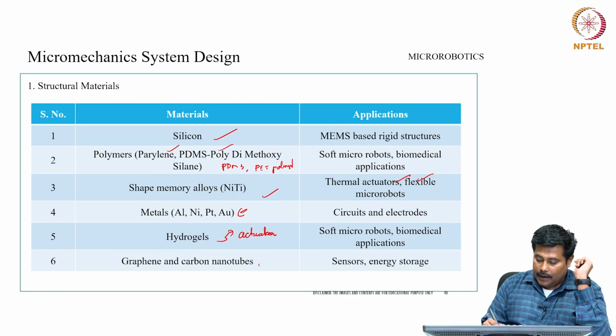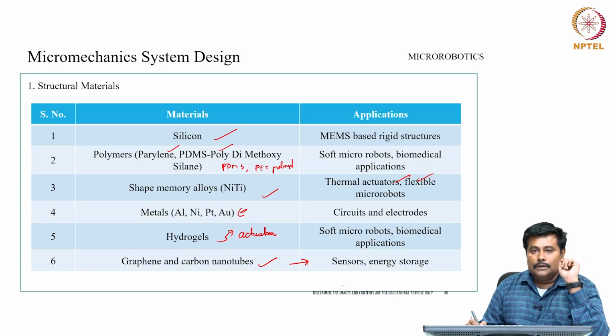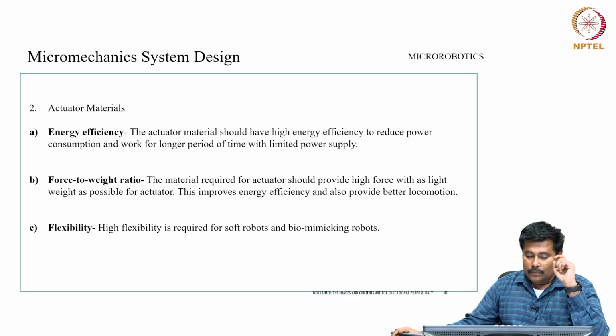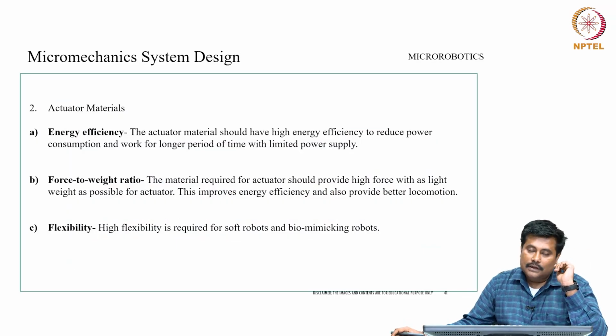Then we have graphene and carbon nanotube which are available. These graphene and carbon nanotube have potential application towards sensors and energy storage related applications, and which has a direct relevance towards the functionality.